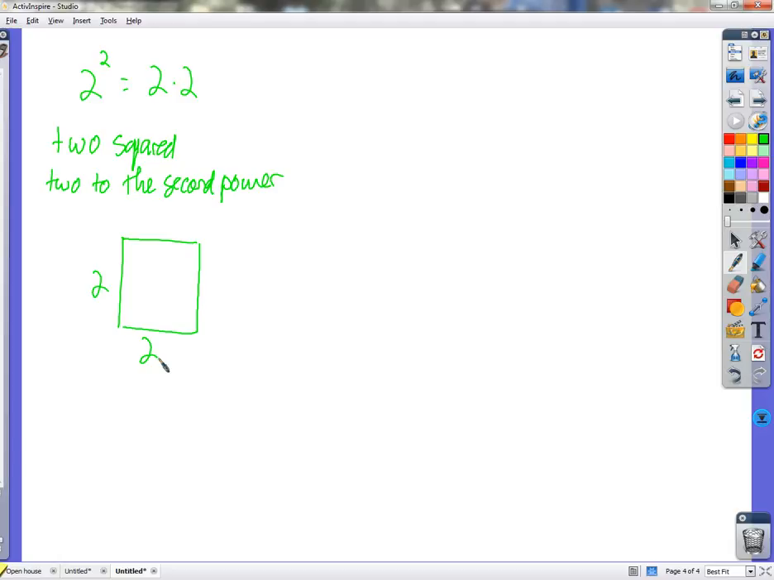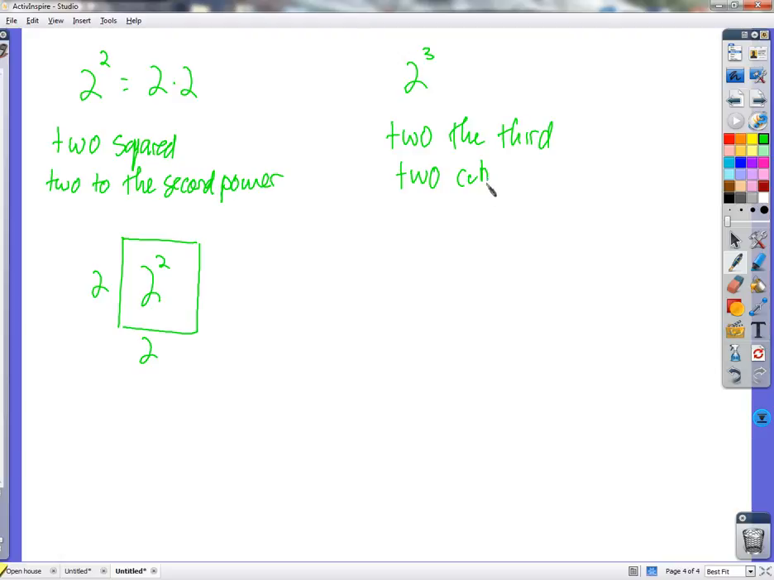why would we multiply 2 by 2? Because of the area. The area of this is 2 to the second power, or a square. Okay? How about this? This is 2 to the what power? Third. 2 to the third. You can just call it 2 to the third. And does that have a special name? Cubed. Why might this be called 2 cubed? It's like a cube.